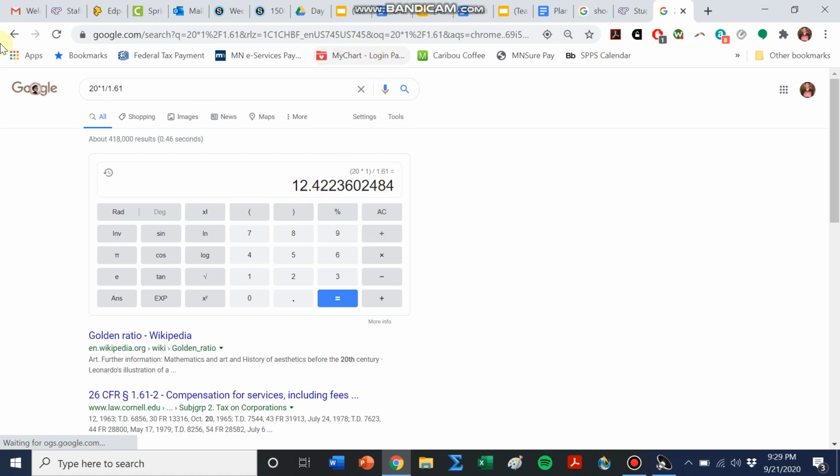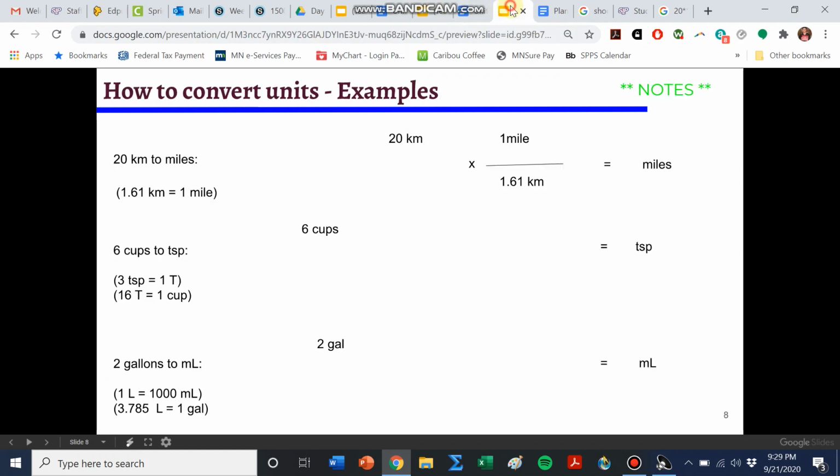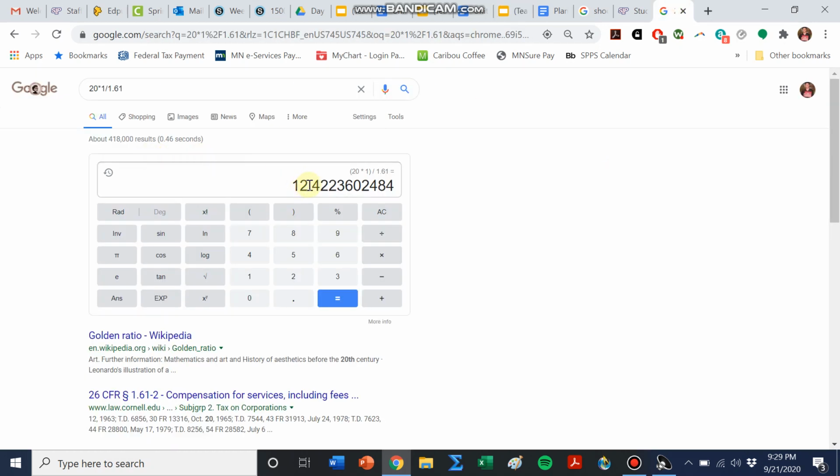I think that's how I rounded it in the problem. 12.4. Oh, 12.42. Right? 12.42.